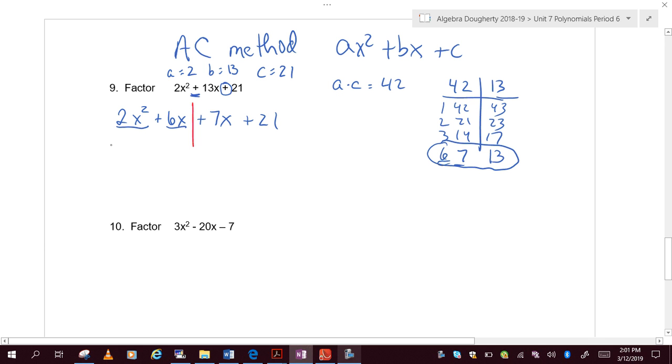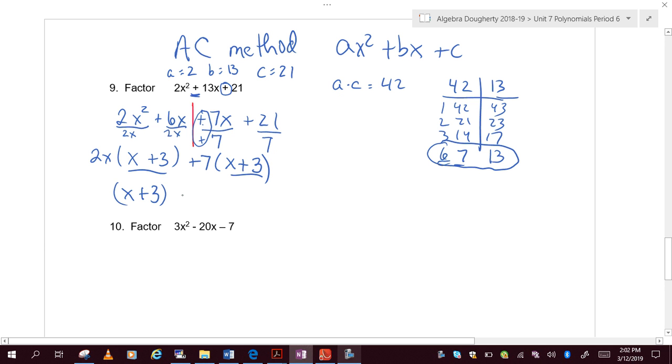The GCF between these two terms is 2x. If I divide by 2x, I see what goes in this quantity here is x plus 3. On the second group of terms, the GCF between 7x and 21 is plus 7. Now notice I followed that sign there to know that plus 7 is my GCF. Inside the parentheses, I get plus x plus 3. Awesome. x plus 3 is a GCF. So we have x plus 3 times 2x plus 7.